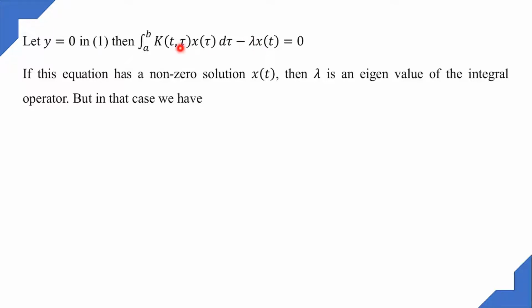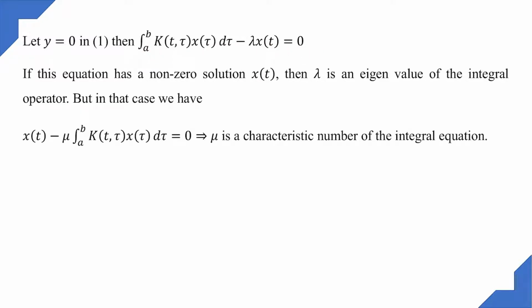So if x(t) is a solution of this equation, then if we divide throughout by minus lambda, we will get x(t) minus mu times the integral from a to b of k(t, tau) x(tau) d tau is equal to 0. And this means mu is a characteristic number of the integral operator. This is a Fredholm operator. If it is in this form, the constant that appears here is known as the characteristic number of the integral equation.